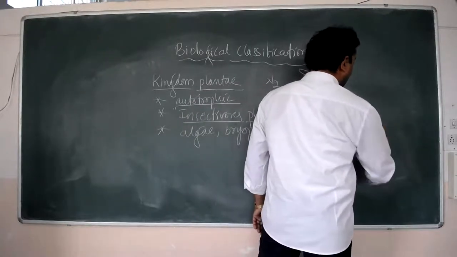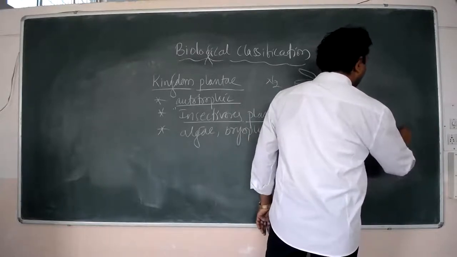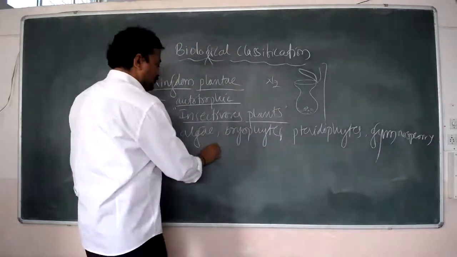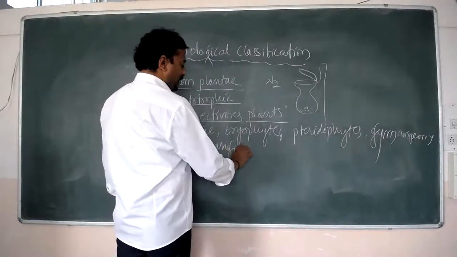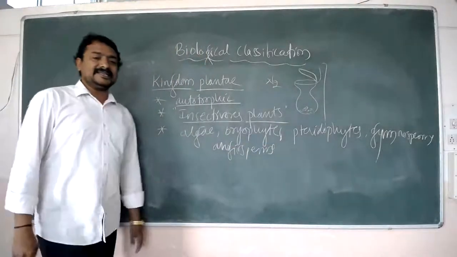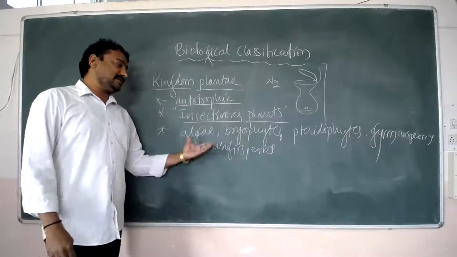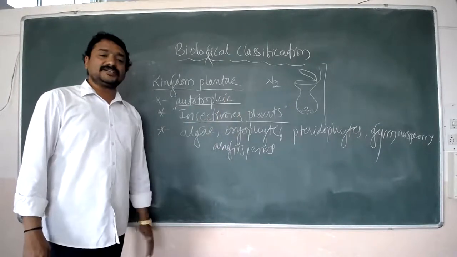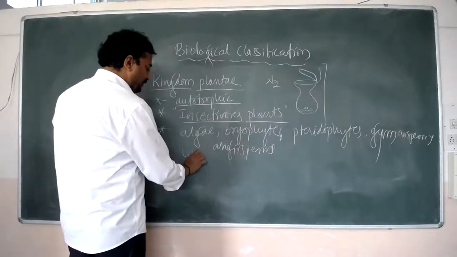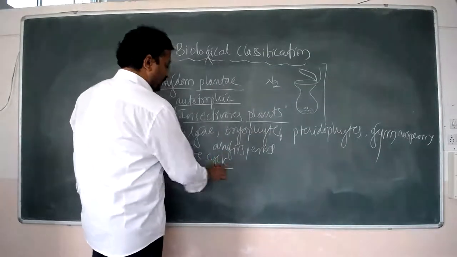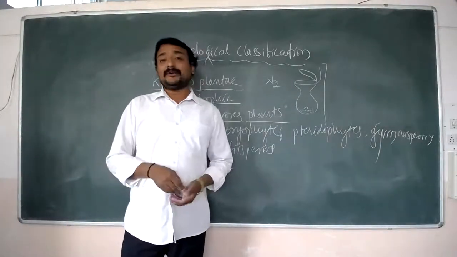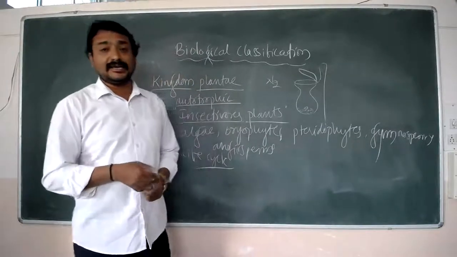We study about gymnosperms. We study about angiosperms. In the next lesson, we will discuss in detail about these concepts, that is algae, bryophytes, pteridophytes, gymnosperms and angiosperms. And we study about life cycle pattern. Life cycle pattern means alternation of generation. So sporophytic and gametophytic generations are seen in the kingdom Plantae.